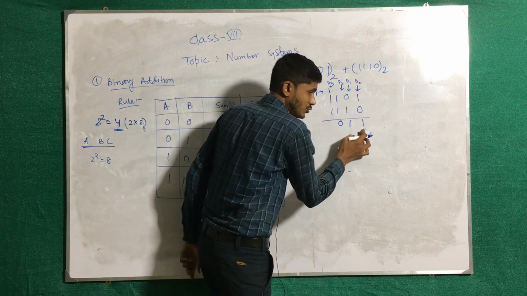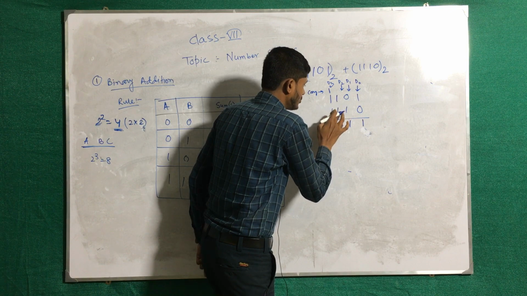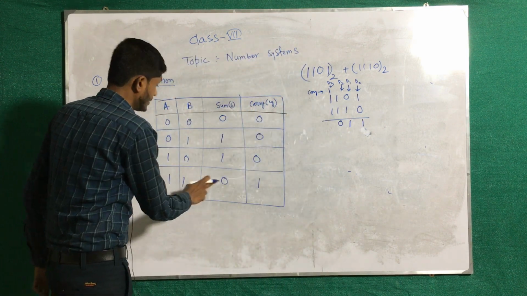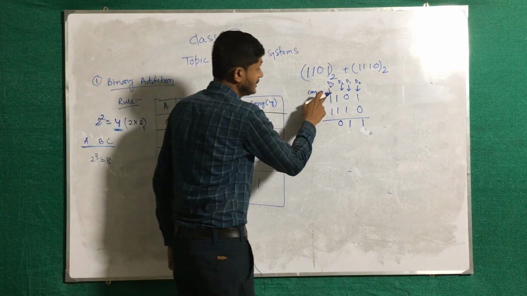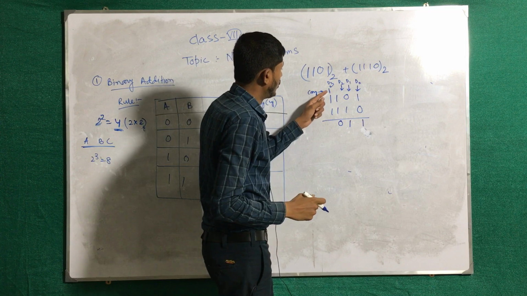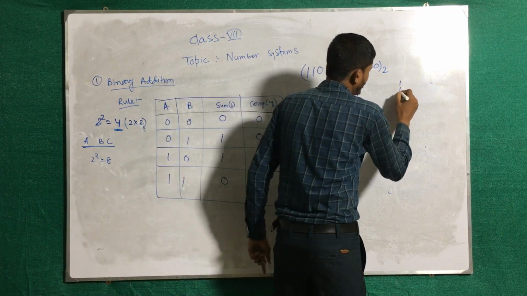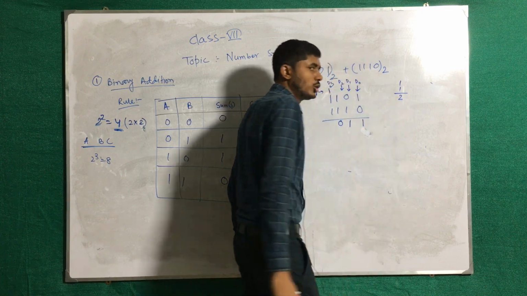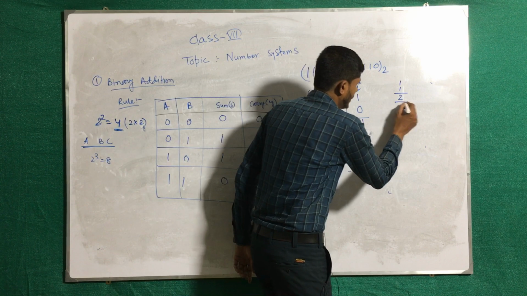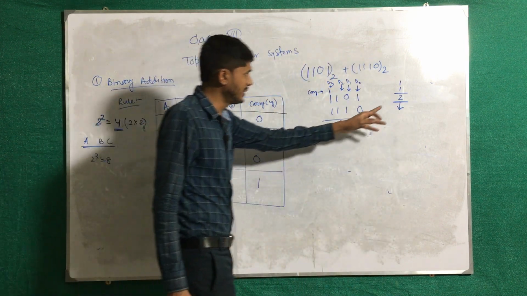So 1 plus 0 means 1, 0 plus 1 means 1, no carry, 1 plus 1 means 0 and 1 carry. The carry is always forwarded. So here now 1 plus 1. We know that 1 plus 1 means 2 in the decimal number system.